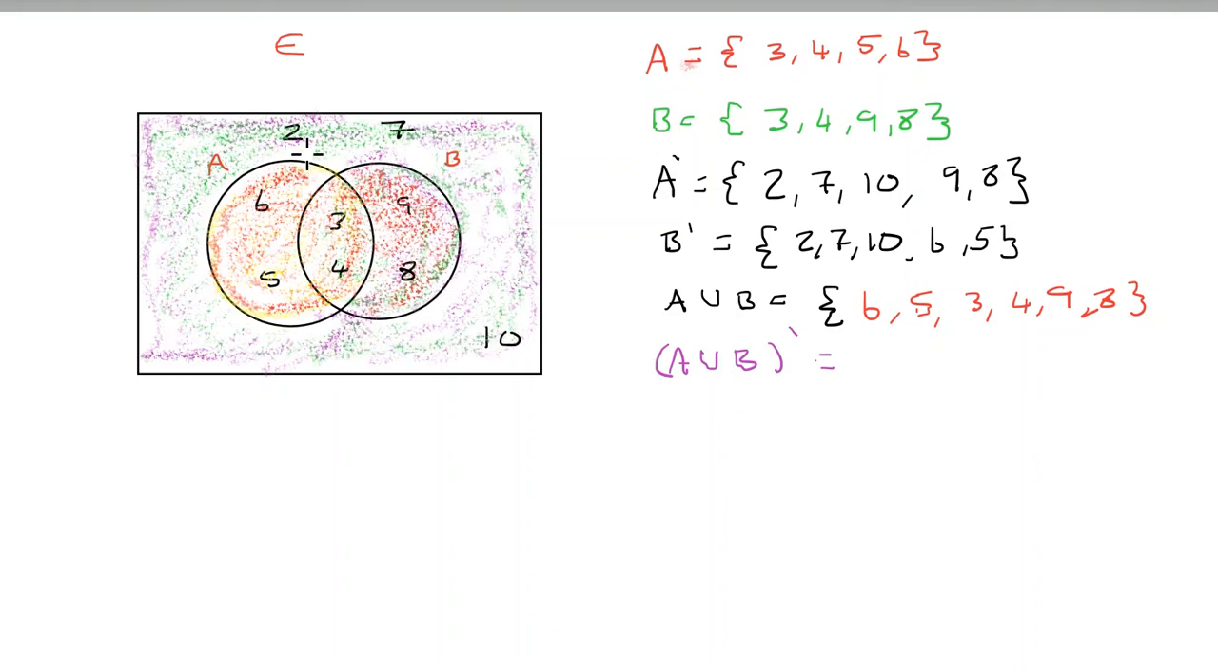So what that means is that A union B complement, this symbol up here, means that you are only including what's in the universe and you're excluding what's in A union B. So it's going to be the elements 2, 7, and 10. So notice that you're excluding everything that's in here and you're including everything else. That's what this means, A union B complement. That's what complement means.